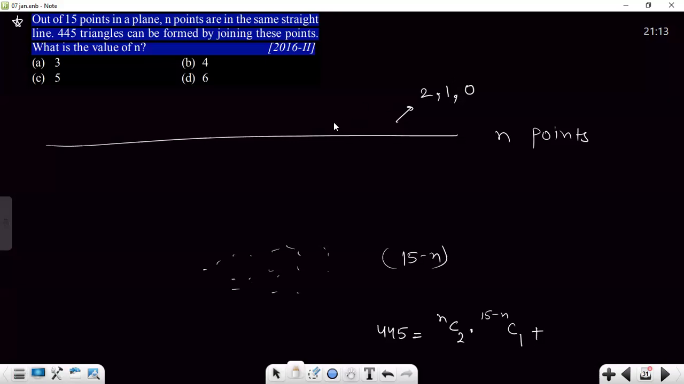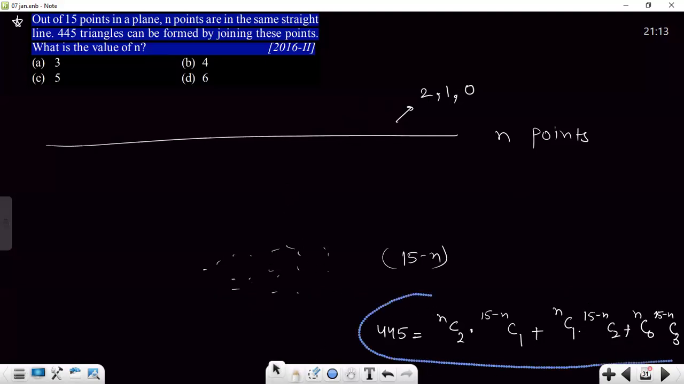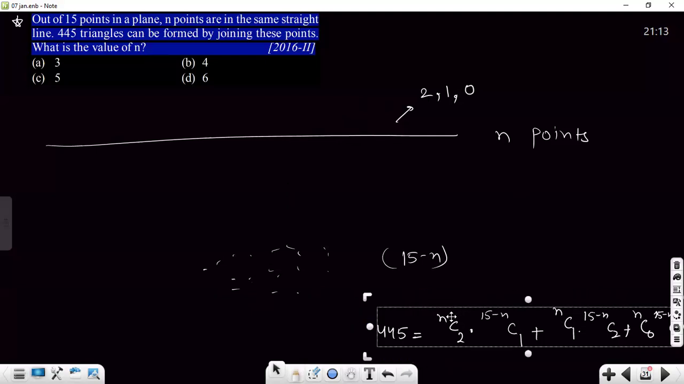Plus we can select 1 point from here and 2 points from the outside. Plus we can select no point from the first, nC0, and select all 3 points from outside, because they are not given as collinear, so (15 minus n)C3. Now we have an equation with a single variable, so we'll be able to solve.